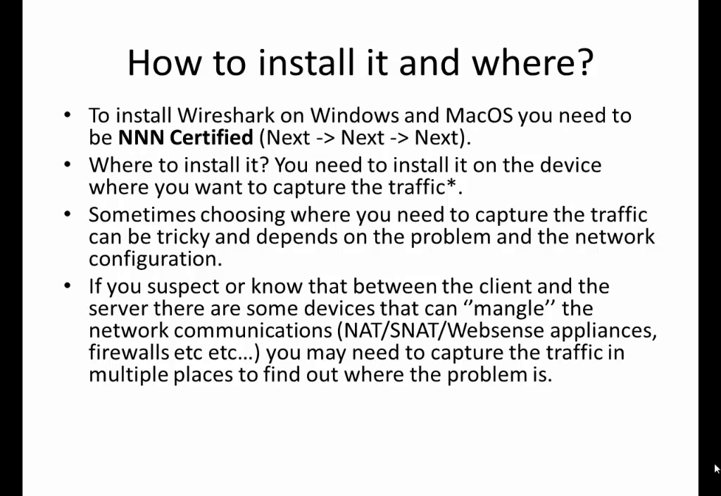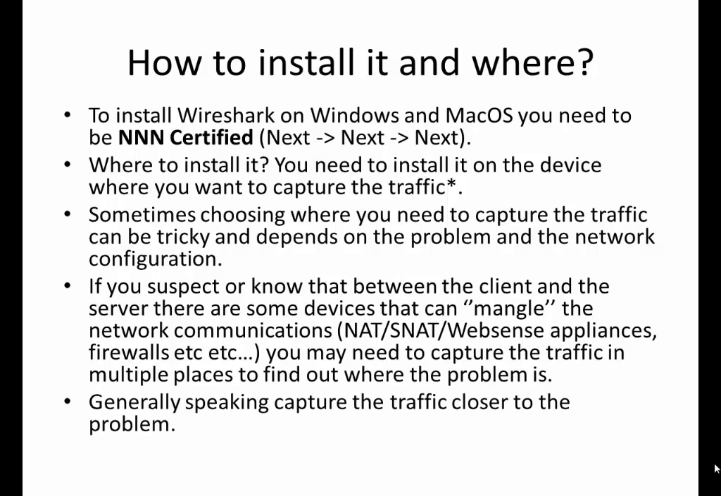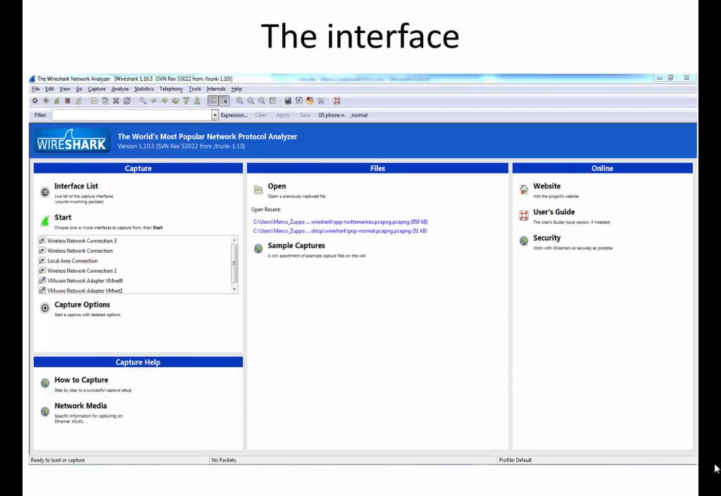and then maybe you want to capture the traffic on the other side of the appliance as well, to find out if the traffic is mangled in some way, or maybe it is the router, the firewall, the security appliance that is causing the issue. So you may want to compare the traffic before the appliance and after the appliance to find out what happened to it. So generally speaking, capture the traffic closer to the problem.